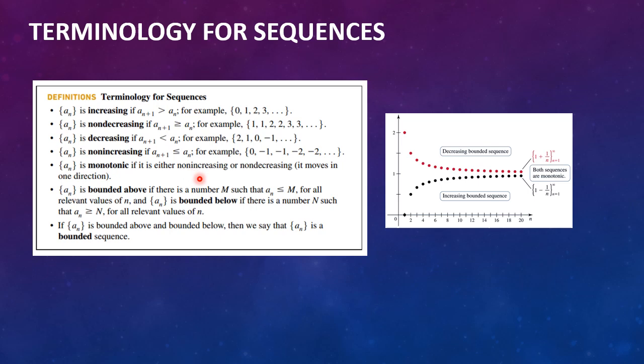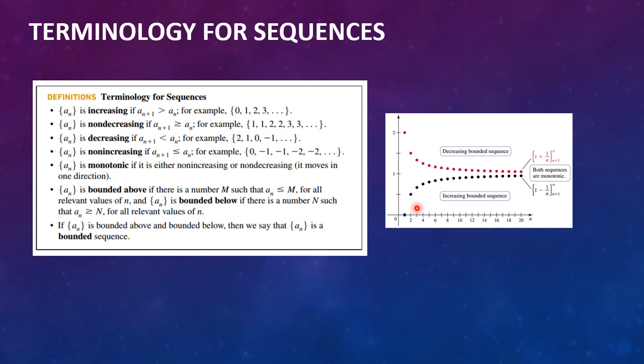We call it monotonic if it is either non-increasing or non-decreasing, and that just means it moves in one direction. And so both of these graphs are monotonic. The red one is non-increasing, and I believe that's blue or black. The bottom one is non-decreasing, okay? So it's also monotonic.